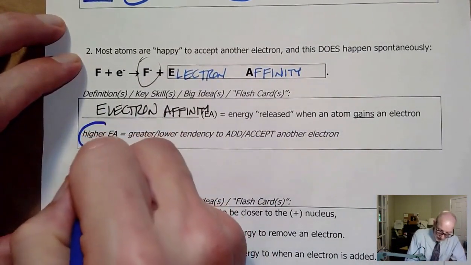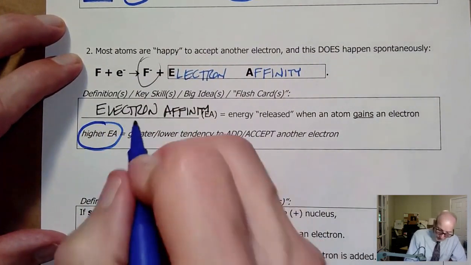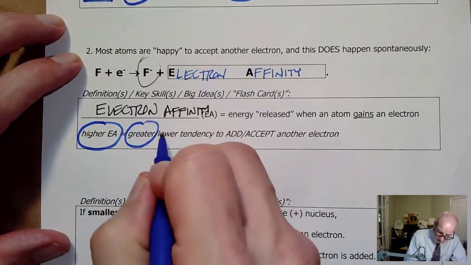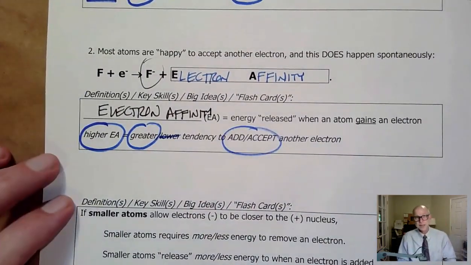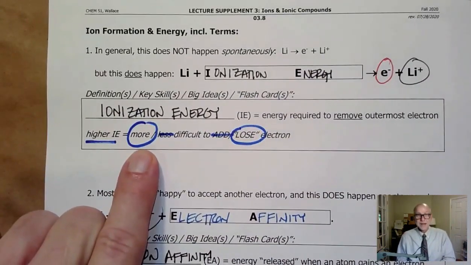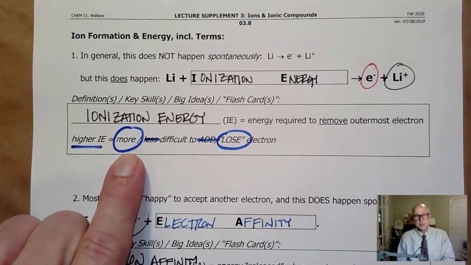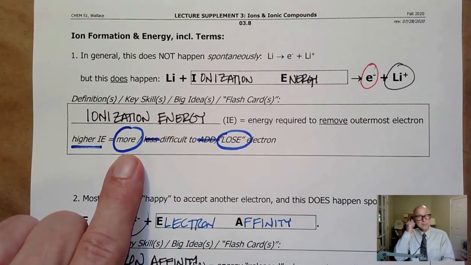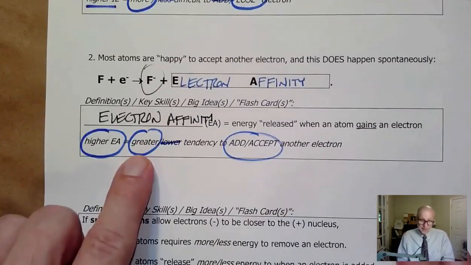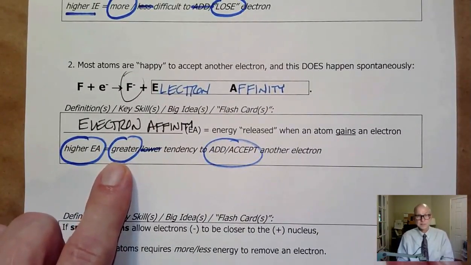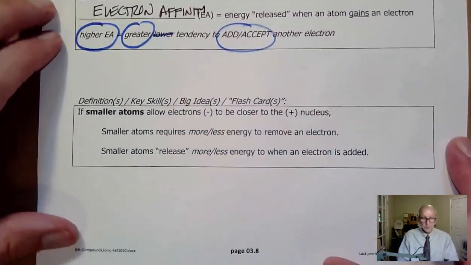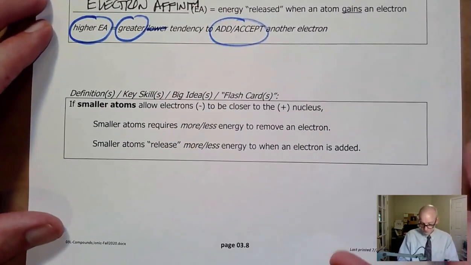So higher electron affinity means there's a greater tendency to add or accept another electron. So we could say things that have high ionization energy don't want to give up electrons. It's very difficult to get them to give up electrons. Things that have high electron affinity love to take an electron. So, okay, now I'm going to think about this.